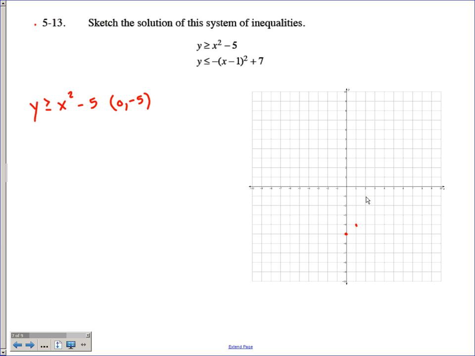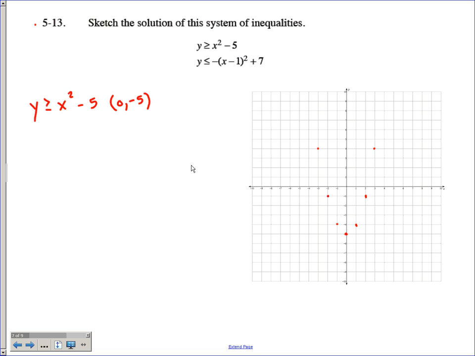1, 2, 3, 4. If I go 3 to my right, I go up 3 squared, which is 9. So 1, 2, 3, 4, 5, 6, 7, 8, 9. And let's go the other way. We're just going to reflect it across the y-axis, because that's our axis of symmetry. I'm 2 away, so I'm 2 away. I'm 3 away, so I'm 3 away on this side. So we've got our parabola that's opening up. We're going to talk about whether it's a dashed or a solid line and where the shading goes in just a moment.